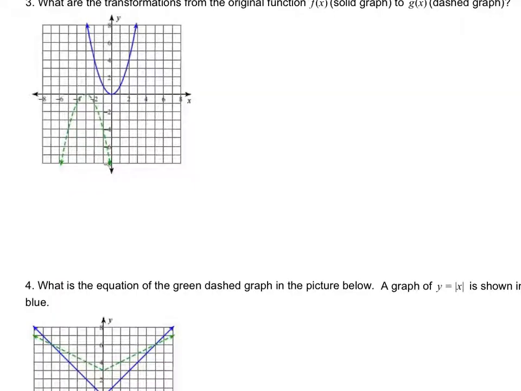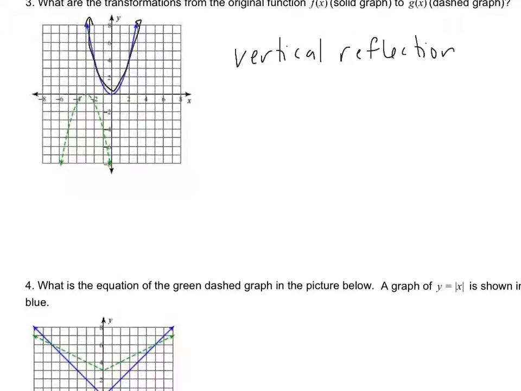Alright, these next couple of problems seem to be dealing with transformations. So this says, what transformations from the original function, the solid graph, to g of x, the dash graph? So this is my original, and this dash one down here is my new one. So right away I obviously know this is a vertical reflection because it is flipped over the x-axis.